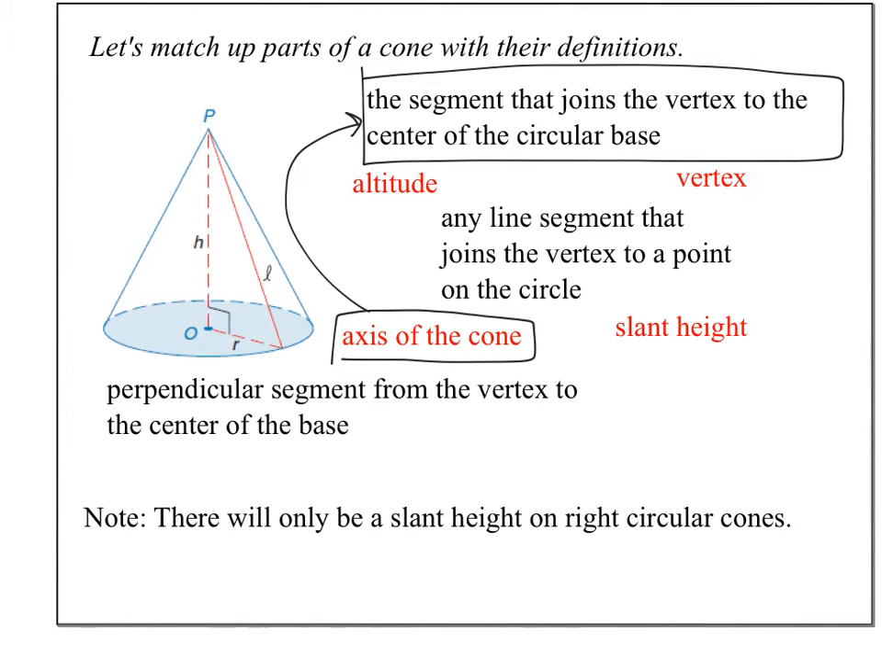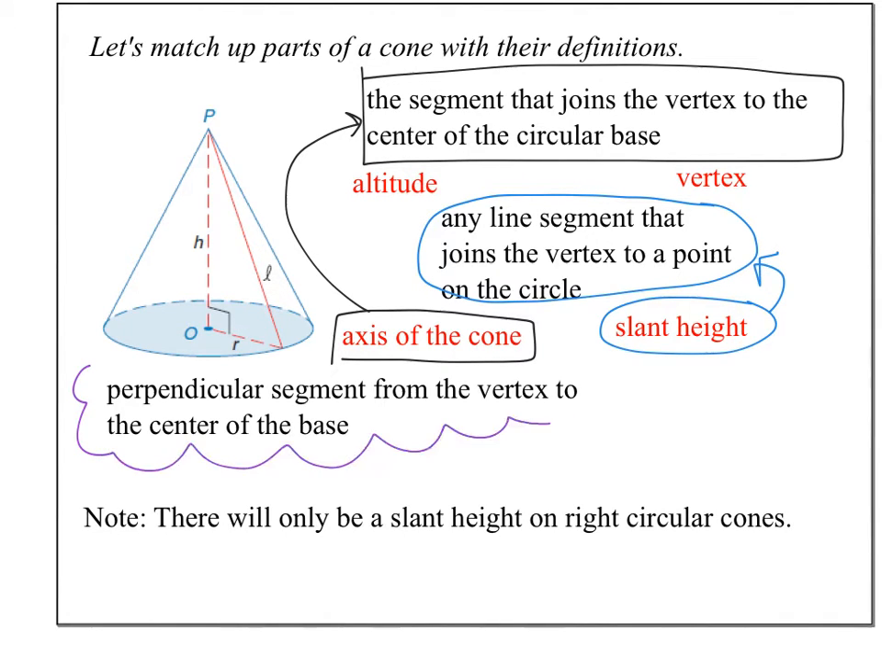Any line segment that joins a vertex to a point on a circle, that's going to be our slant height. So I'll circle those in blue so we know that those are related. And then a perpendicular segment from the vertex to the center of the base, and that's going to be our altitude. So I'll bubble those so you know that those go together. And then you know what the vertex is. The vertex is just the point where all of those slant heights meet, so to speak. The point of the cone is going to be our vertex.